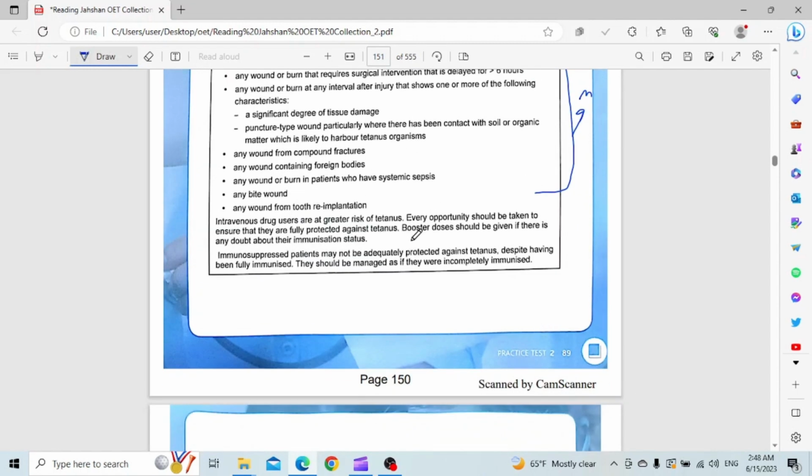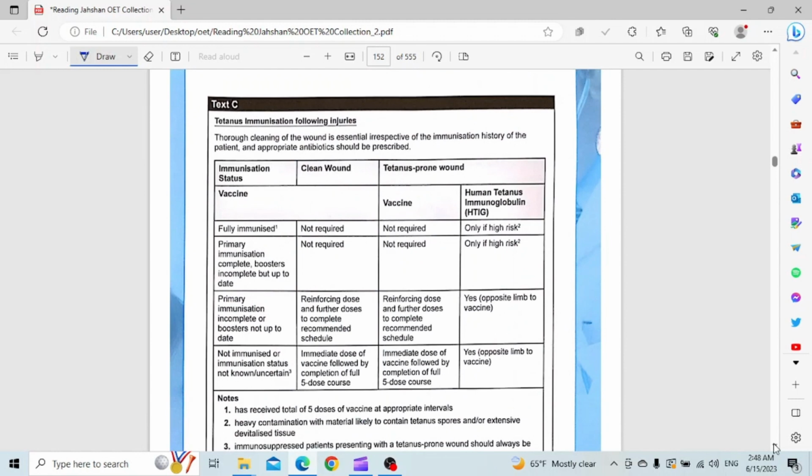Intravenous drug users are at greater risk. So this is about intravenous. Booster doses can be given. Immunocompromised patients may not be adequately protected, so I can give both of them a title: special things that increase the risk, right? Intravenous, I can just give IV, and immunocompromised. Then I move on. This is super important in what I will talk about right now. When I find a scheme or a schedule, what I mean is a table.